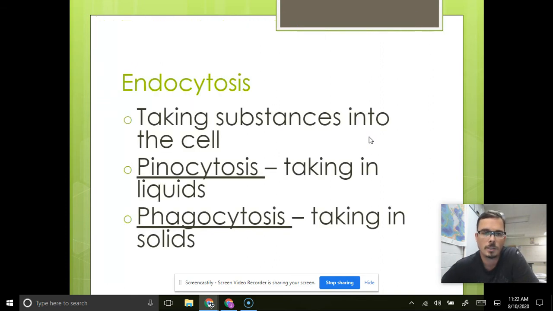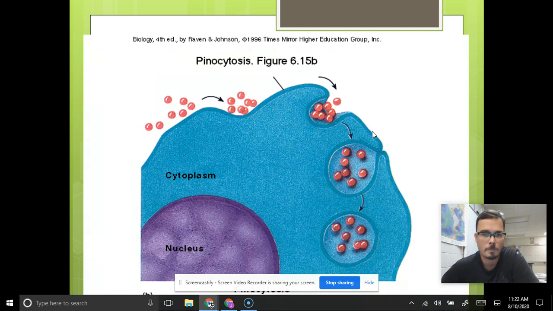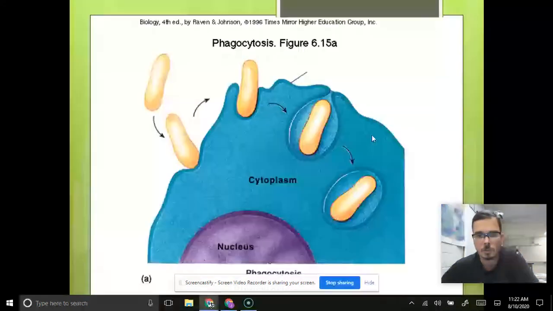All right, in endocytosis, you're going to be bringing things into the cell. If you take liquids in, that's known as pinocytosis. If you take in solids, it's known as phagocytosis. So here's an image of that happening right here. It looks like it could be either liquid or solid, but this would be endocytosis.